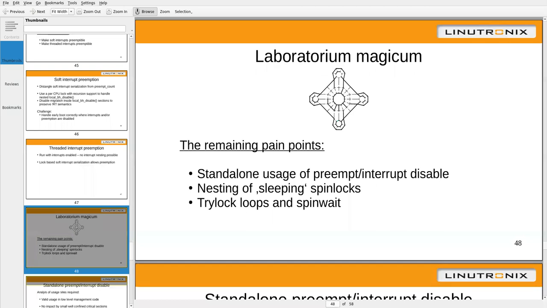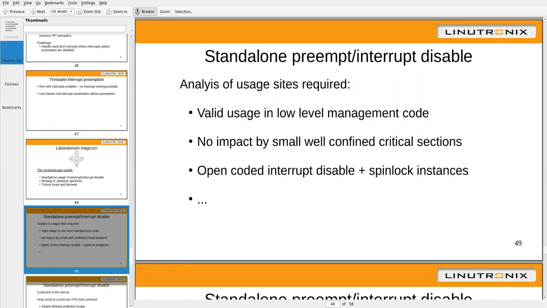So we have a few remaining pain points where we need to look into. We have standalone usage of preempt and interrupt disable. The vast majority of preempt and interrupt disable is indirect. It's coupled to locks, to spin locks or reader-writer locks, which is easy because we have that under control. We have an explicit locking scope there, a protection scope, and not something which is, as I discussed before, semantically not really well defined in terms of protection scope. So we actually have to look at the usage sites again.